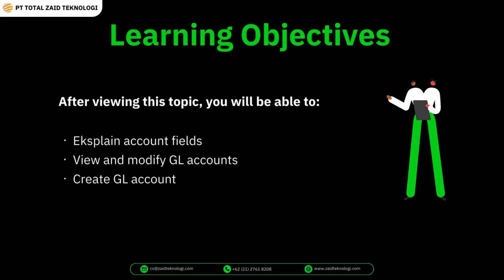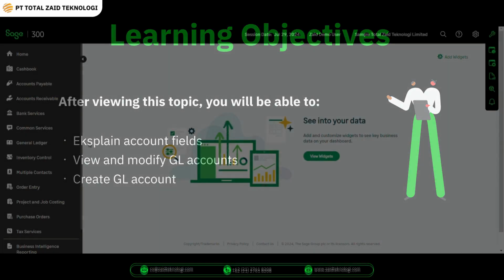In this learning session, we will explain the account fields and show you how to view, change, and create GL accounts. The GL accounts window is where we set up each individual GL account. For each account, we can set the account type, group, and other details. Let's see how to open the GL accounts window.